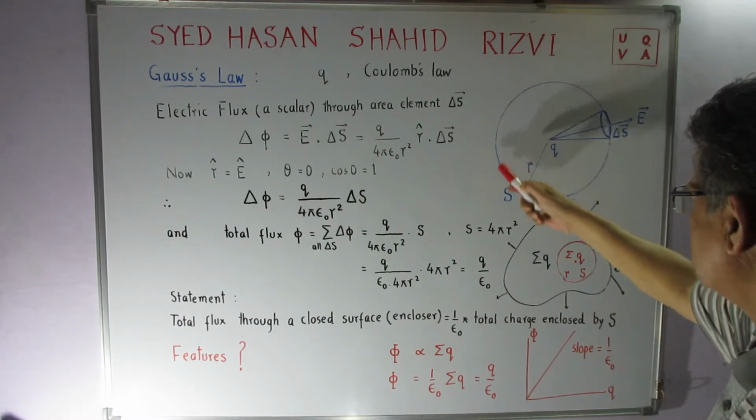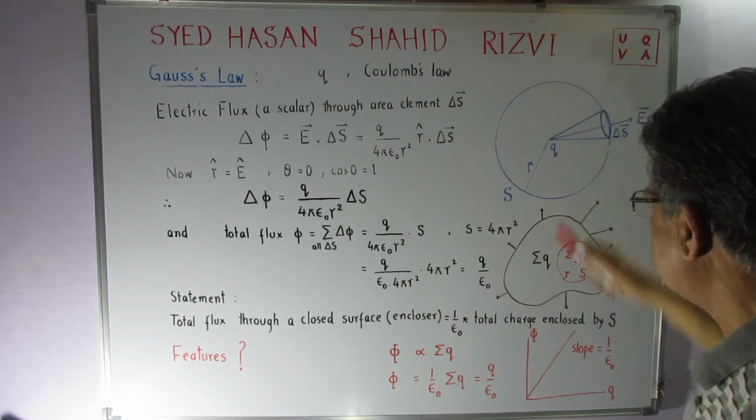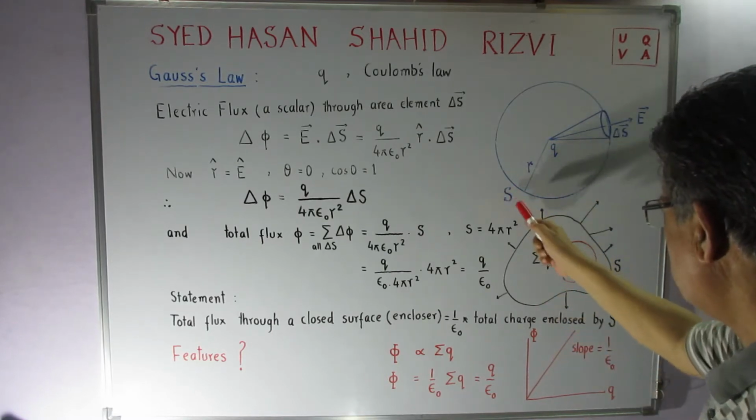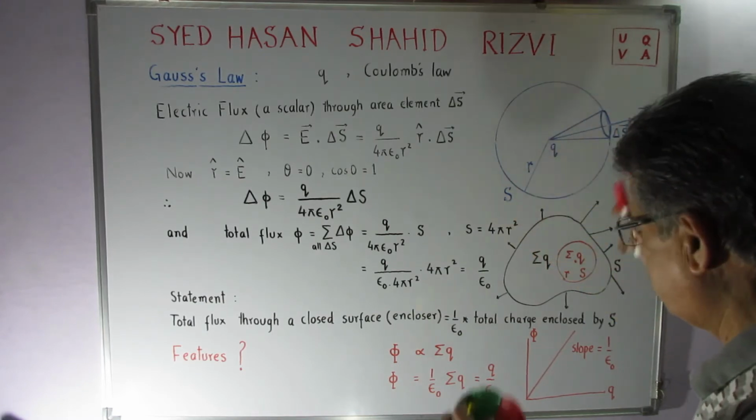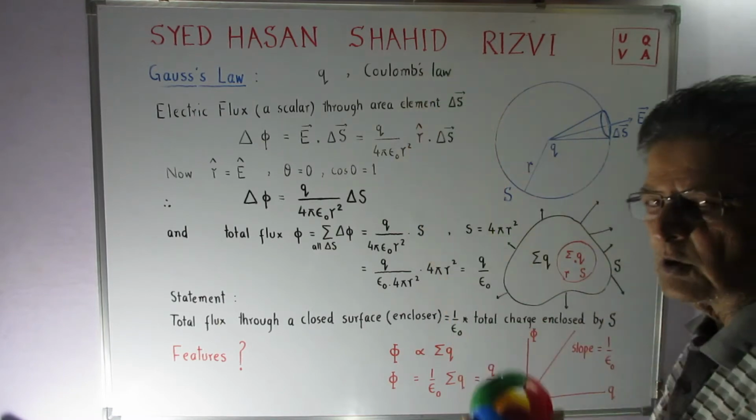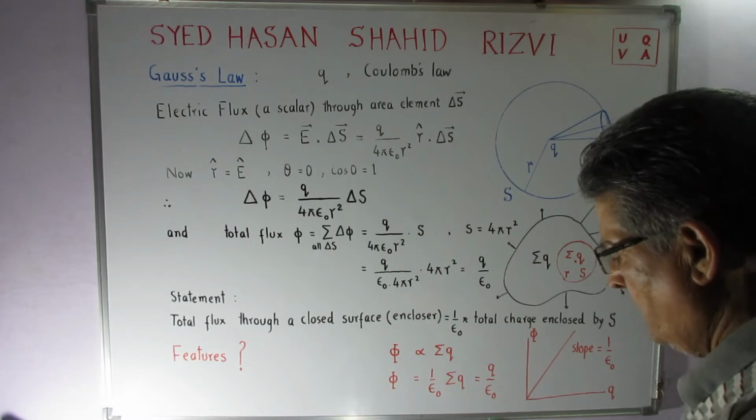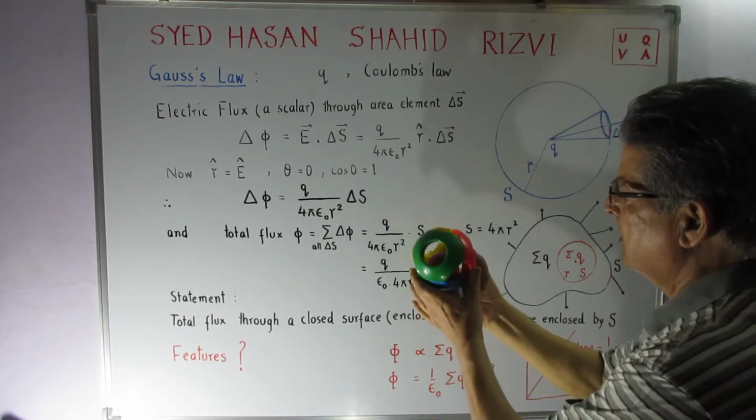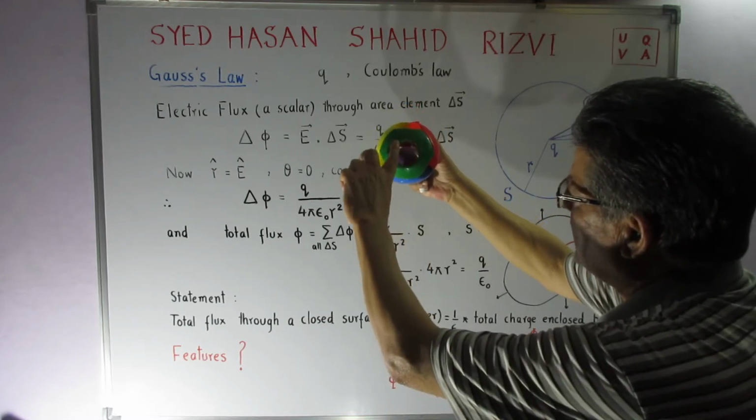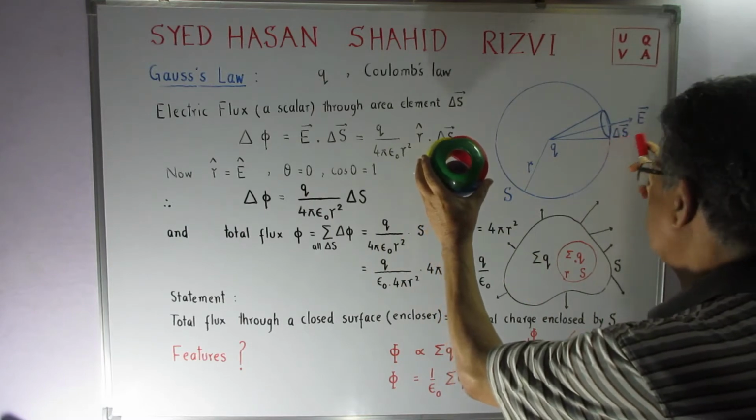Let's have a spherical surface at whose center we have the charge plus Q. The radius is R, and the surface area of the total sphere is equal to capital S. Now, I can show it to you from Mr. Ali's ball that there is a surface over here, right? This is the surface delta S.